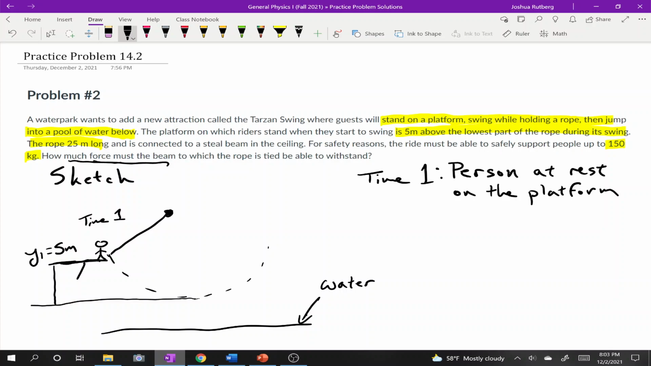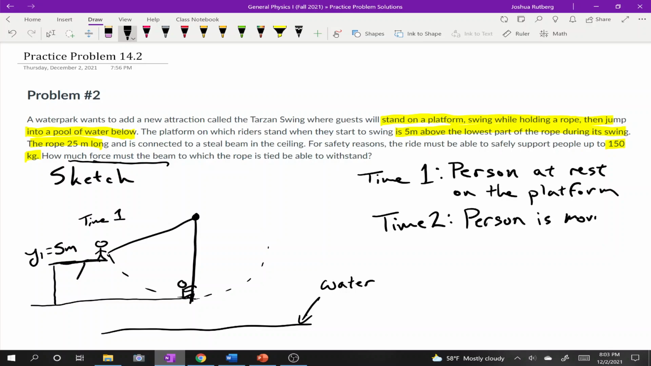So where on this arc is the force the rope exerts on the beam going to be the greatest? Well, it's going to be where the person is moving the fastest. And the person will be moving the fastest down here at the bottom. So let's make that, it's not really a circle. It doesn't really matter, but it bothers me. There we go. It's going to be right here. So that's going to be time 2. So time 2, the person is moving at the bottom of the circle.